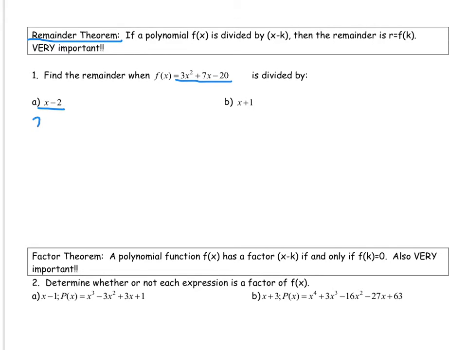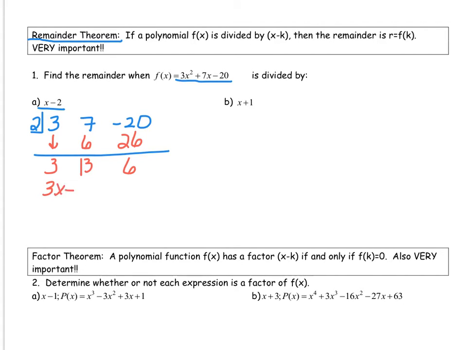You put the 2 on the outside, and then I copy the coefficients only of the polynomial. Alright, and then synthetic works like this. You drop the first number down, then you do 2 times 3 is 6, add those together, I get 13. 2 times 13 is 26. Add those together, I get 6. And then what this means is it's not 3, 13, 6. It's actually 3x plus 13, remainder 6. And remember, the way we write remainders is 6 over x minus 2. So that's one way to find a remainder.